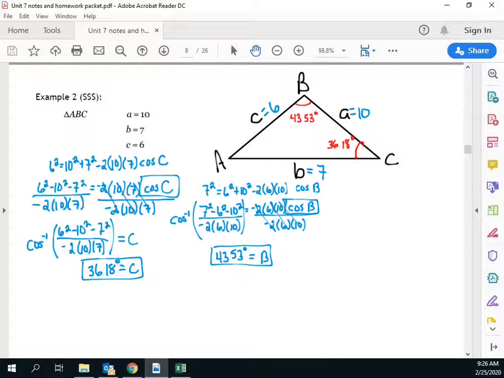What do we do for the last one? I would totally do that. I would not do any more formulas.